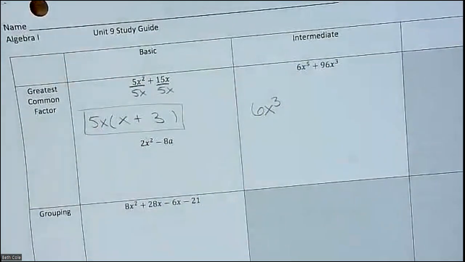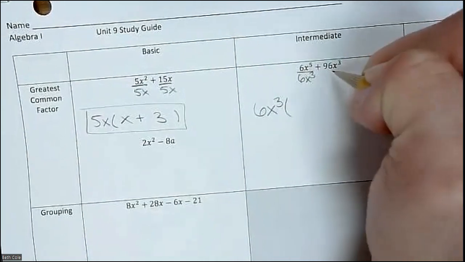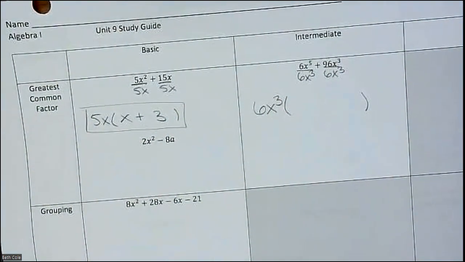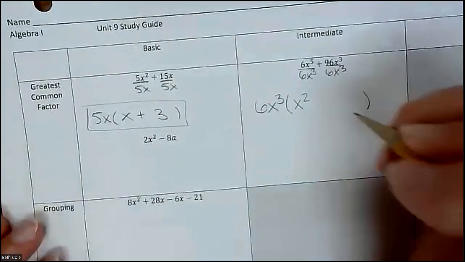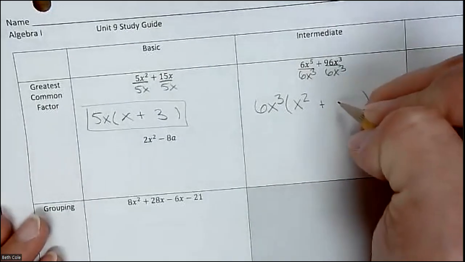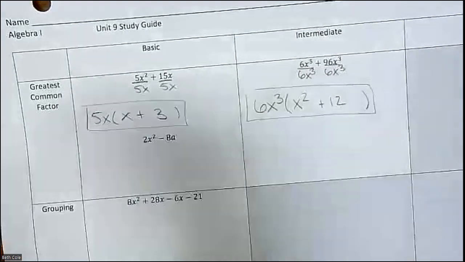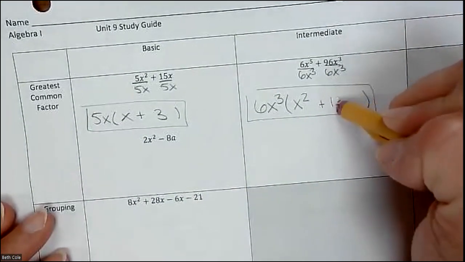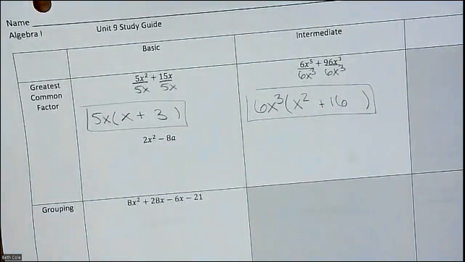Yeah, x to the third. So draw a parenthesis, we're going to divide by 6x to the third. And then put what's left after you divide that out. So what's left would be x to the second, good, x squared plus, what would that be, 12? Oh, and that's it. No, wait, that wouldn't be 12. 16. There we go, okay. I was like, hold on a second. Thank you for looking after me.